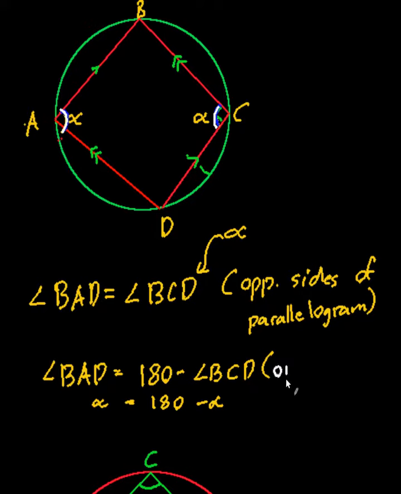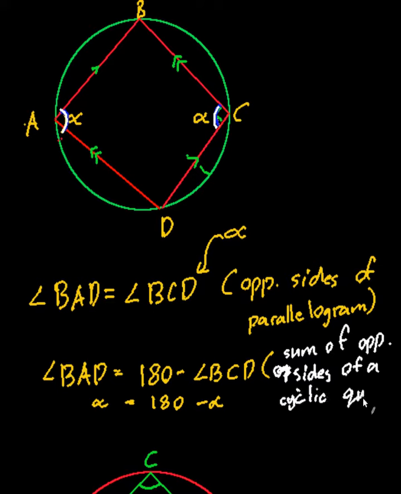So I'll just say sum of opposite angles of a cyclic quadrilateral. So it's not any quadrilateral this works for, right? It only works for a cyclic quadrilateral. So a cyclic quadrilateral being a quadrilateral inside a circle, right? It has to be touching the circle as well, right? So it's touching the four corners, right? In that case, you have this.